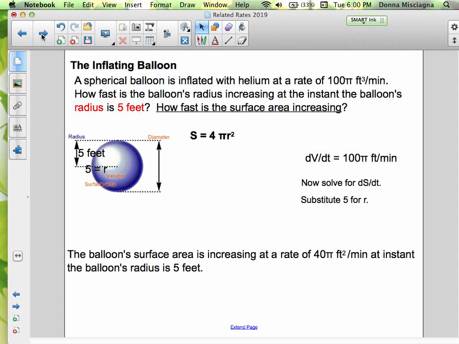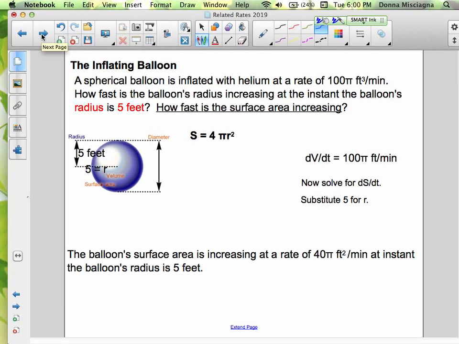All right, so now we're going to find, so a spherical balloon, same problem. How fast is the surface area increasing? Formula for surface area is 4 pi r squared. Isn't it interesting? It happens to be the derivative of the volume of a sphere. And it's the same time span, when the radius is 5 feet.